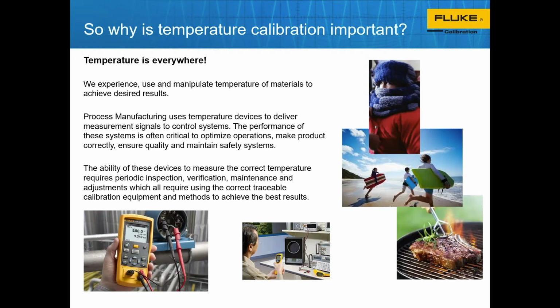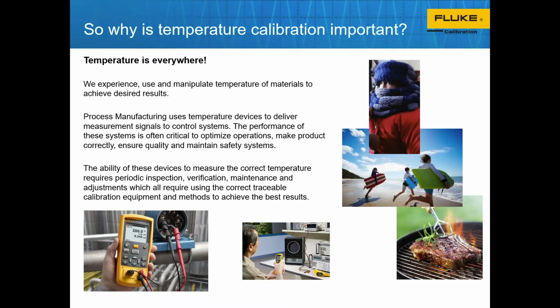So why is temperature important? Temperature is everywhere. As humans, we experience it. We use temperature to our advantage. We manipulate the temperature of certain materials to achieve certain results. I was just on the phone recently with a customer that needed to get a pre-heated steel to somewhere between 400 to 500 degrees Celsius before they did their welding. Those are the kind of things where we need to get temperature and use it to our advantage.